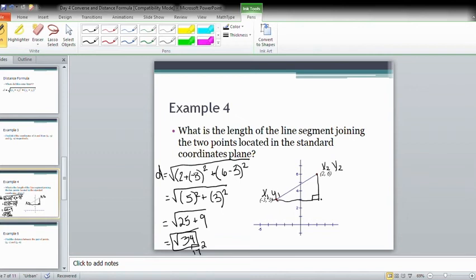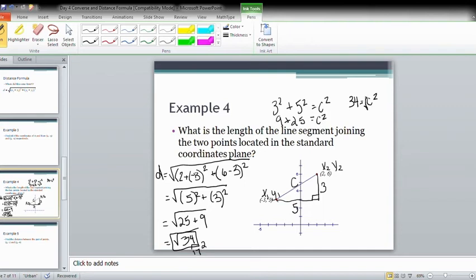There's a vertical line. I can count, right? If I go from 3 to 6, I'm going up 3. And if I go from -3 to +2, right, it's going to be 1, 2, 3, 4, 5. So now I have 5 and 3 for my missing lengths. I can now solve for my hypotenuse. So 3 squared plus 5 squared equals c squared. 9 plus 25 equals c squared. 9 plus 25 is 34 equals c squared.